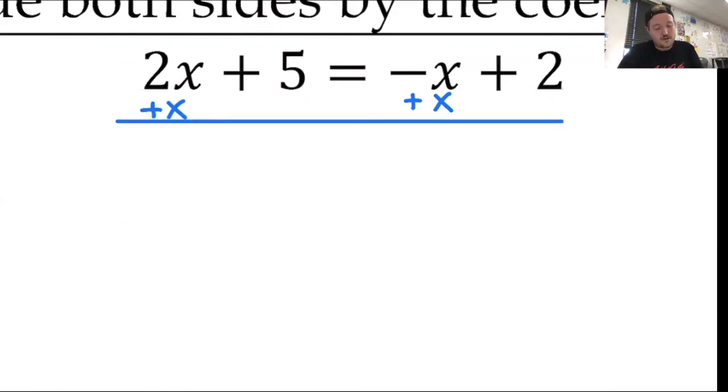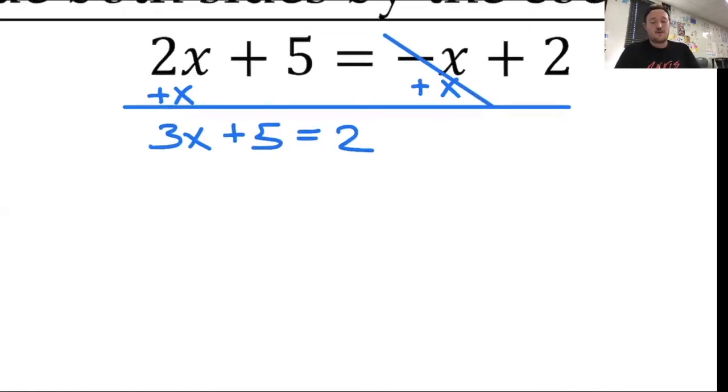So 2x plus x. Think of it this way. I have 2 x's over here, and I have an x over here. Altogether, you have 3. You can put a 1 in the front if you need to. So that'd be 3x plus 5 equals positive 2. The x's here, they zeroed out. So that was the first step.